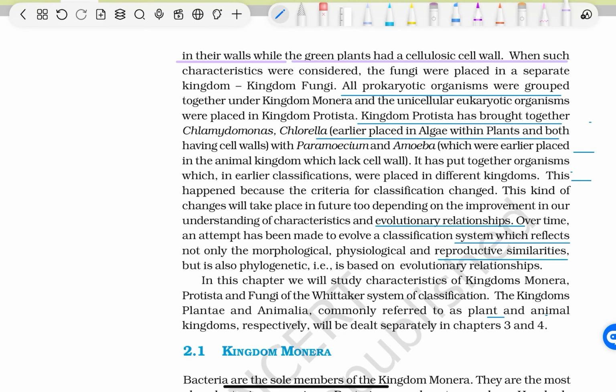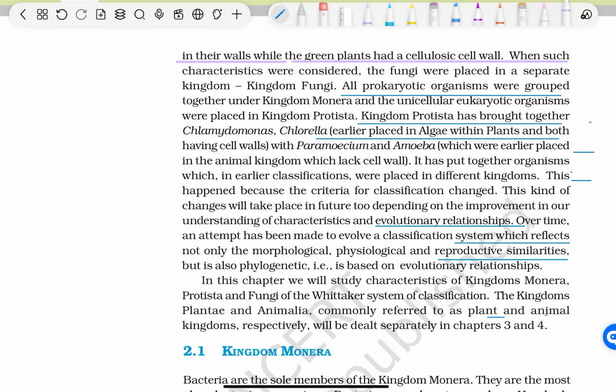All prokaryotic organisms were grouped together under kingdom Monera, and the unicellular eukaryotic organisms were placed under kingdom Protista. Kingdom Protista has brought together Chlamydomonas and Chlorella, earlier placed in algae within plants and both having cell walls, with Paramecium and Amoeba, which were earlier placed in the animal kingdom and which lack cell walls.